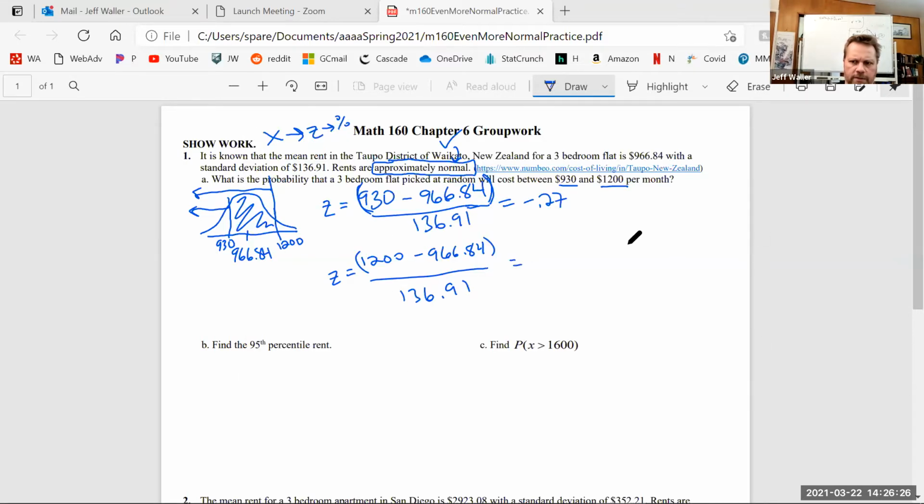Anybody get this other z-score yet? I got 1.7. I like it because it's like 0.3, so you just get 1.7. And now we're in the situation where this area is too much, so I'm going to subtract off this area. So I just have to look up those two z-scores, right? Does this feel familiar? We've done several problems like this. So if you just look those up on the chart.